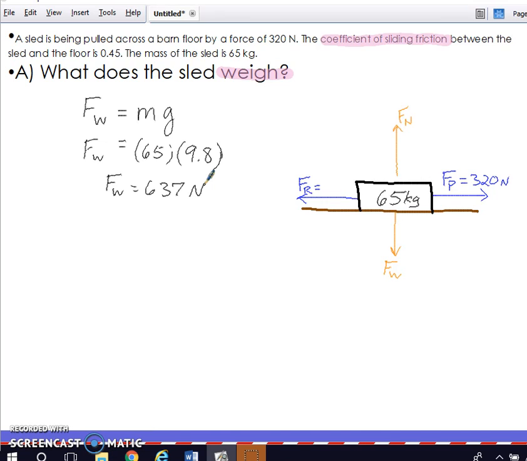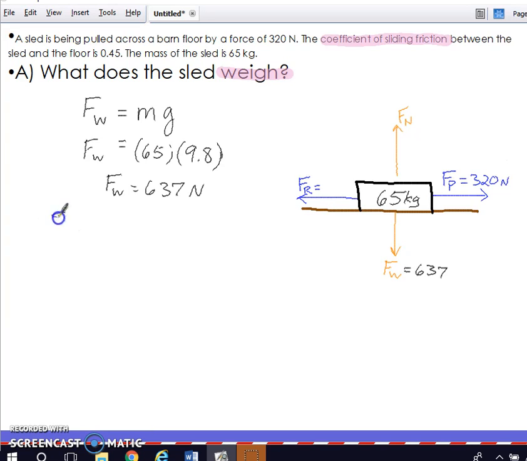Don't forget the units. All right, so now I can just come over here and I'll say my force weight is 637. Now we know that there are no other forces acting in the vertical. So let's go ahead and solve for Fn. The sled is not going up and down. So mathematically, let's solve for the normal force.